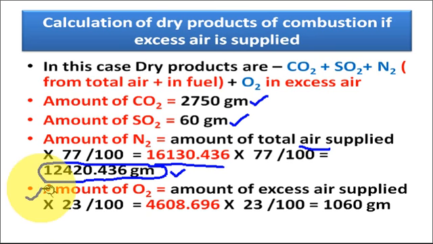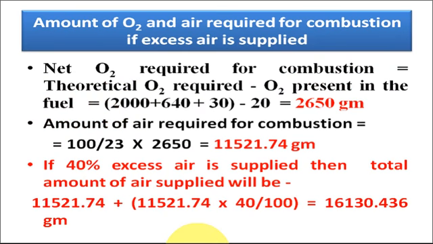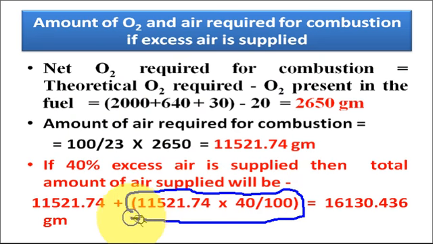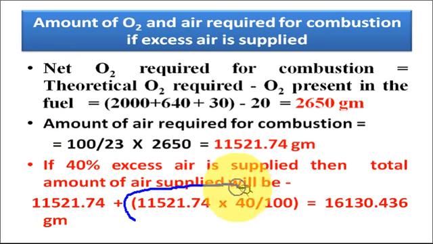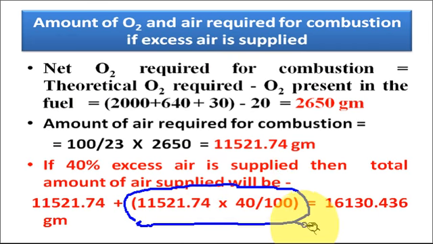You must remember the amount of oxygen is considered in the dry product only if excess air is supplied. So we have to calculate the amount of oxygen in the excess air only. Clear? So excess air amount is 4608. How does this amount come? The excess air is only the 40% amount. This amount is the excess air amount, which is 4608.696.